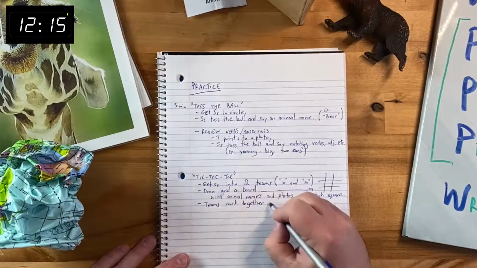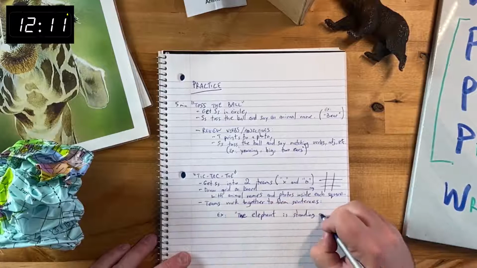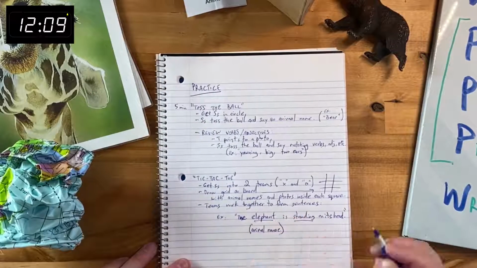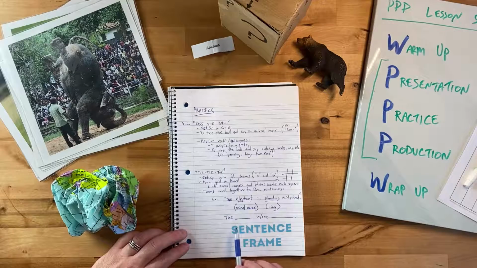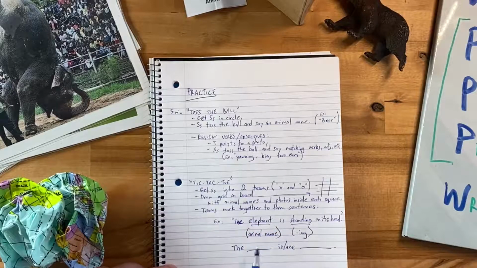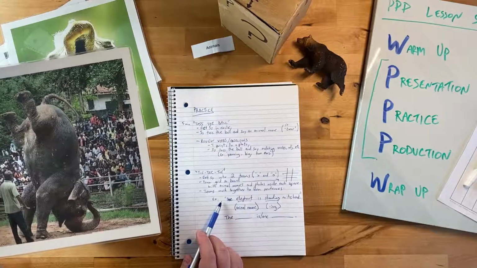And then our teams are going to work together to form sentences. And I can give them whatever instructions I want here. I find the best way to do this is to give them a simple fill-in-the-blank sentence, what some teachers might call a sentence frame. So I want them to fill each gap with an animal name and an ing verb, such as the elephant is standing on its head.